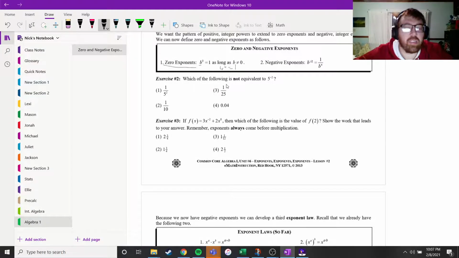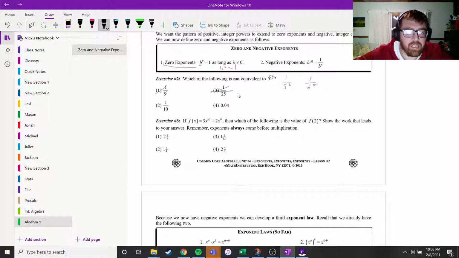So let's just take a look at this one here. Which of the following is not equivalent to 5 to the negative 2nd power? Well, because it's a negative exponent, we're going to flip it over. So we should write it as 1 over 5 to the 2nd power. Okay, so that means that one is equivalent, so I'm going to cross that one out. Now, if we wanted to simplify this further, we would square the 5, so then it would become 1 over 25.